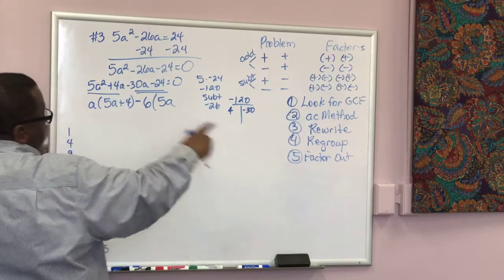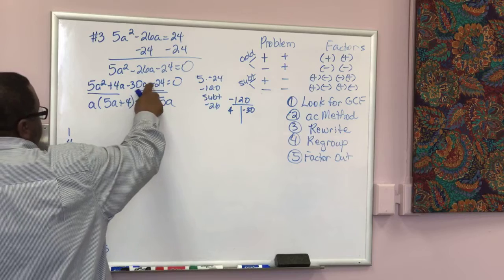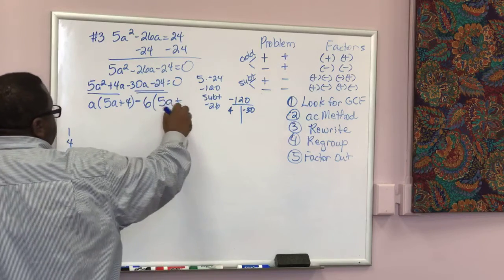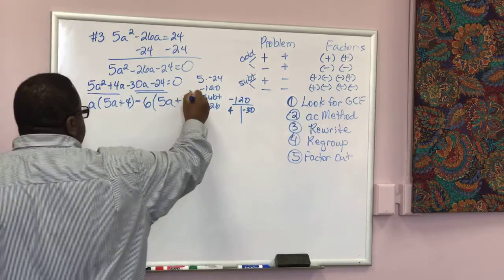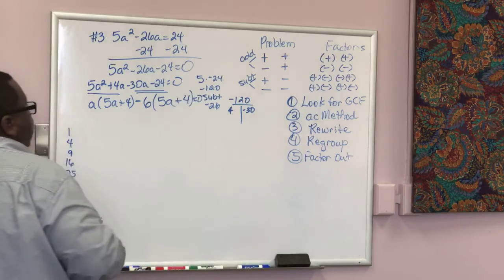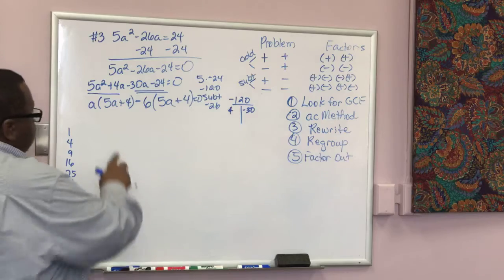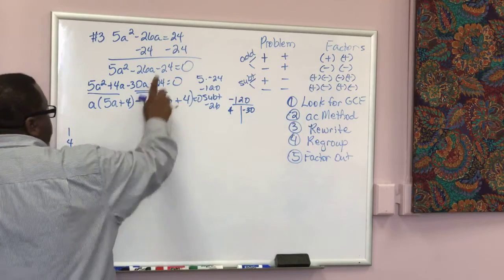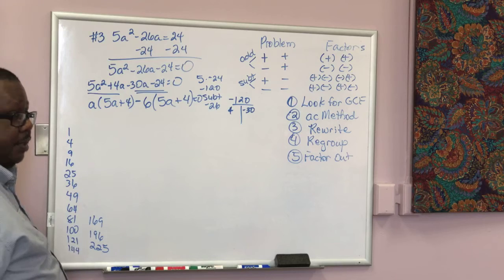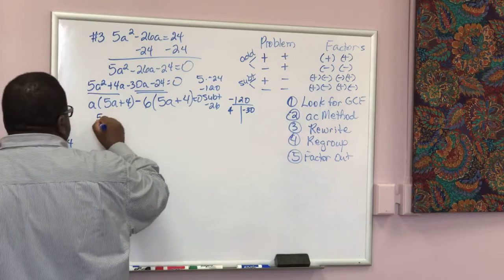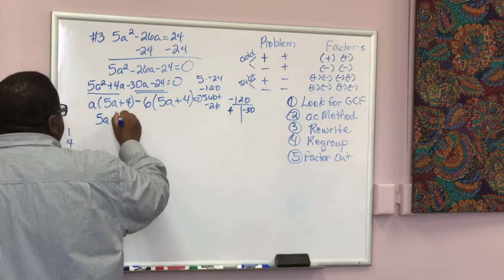Since you brought down the minus sign, that means our sign's going to do what? Change to a plus sign. And then what's 24 divided by 6? 4. Equals 0. All right? So again, remember, if these two are not the same, you're going to see where you messed up at. If they're the same, you keep on going. So if they're the same, we say 5a plus 4.